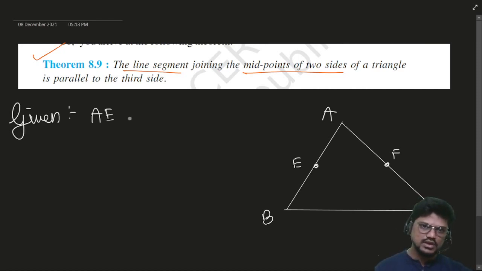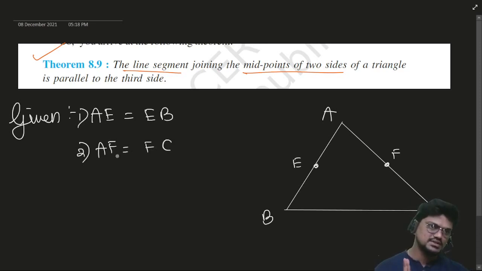AE is equal to EB. This is given, and the second thing which is given is AF is equal to FC. So both the things are given. The line segment joining the midpoint of two sides of a triangle is parallel to the third side. Now the only thing we need to prove is that this line EF is parallel to the third side, that is BC. Now how to prove that?